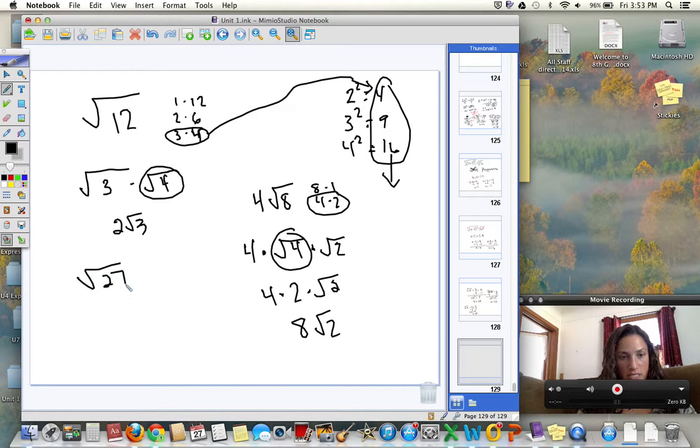Square root of 27. So I'm going to just do this without making my little list now of these things. I know that's a 9 times a 3. This is going to give me 3 root 3.